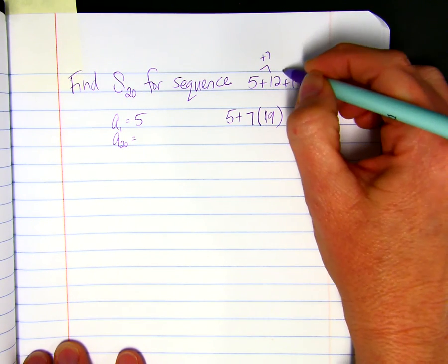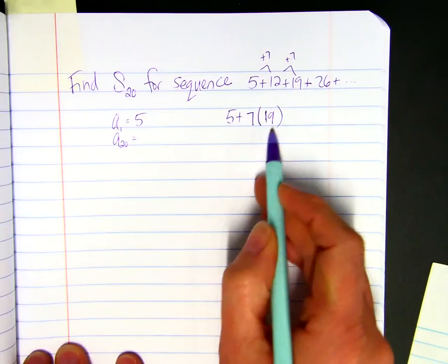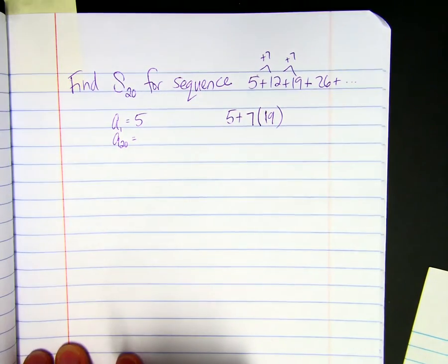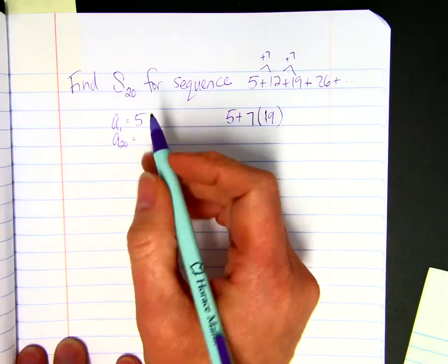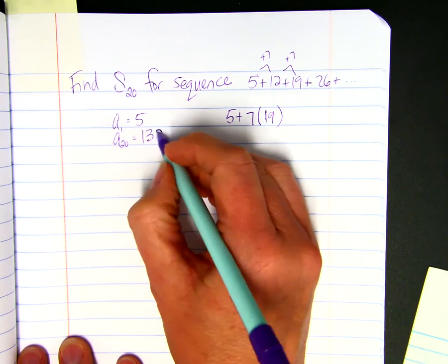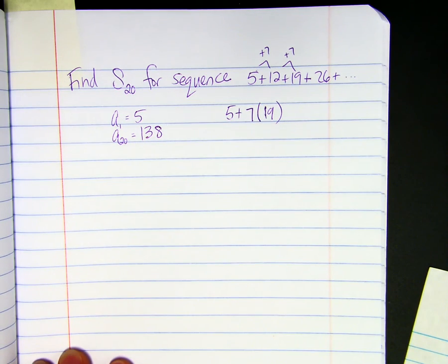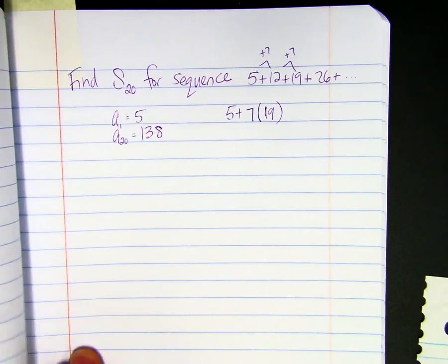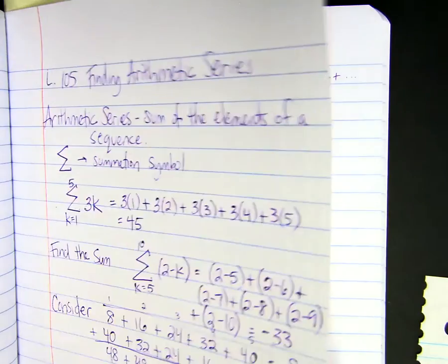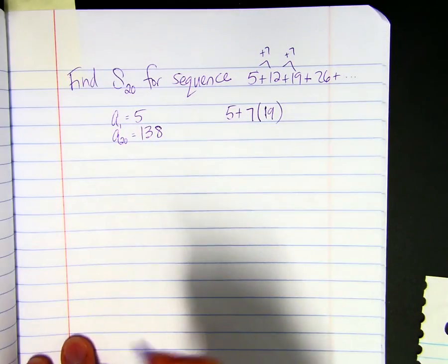And we only do it 19 times because we're getting to the 20th one. So that's 138. I have a question. Does the partial sum look right when it's infinite? So where's my formula?